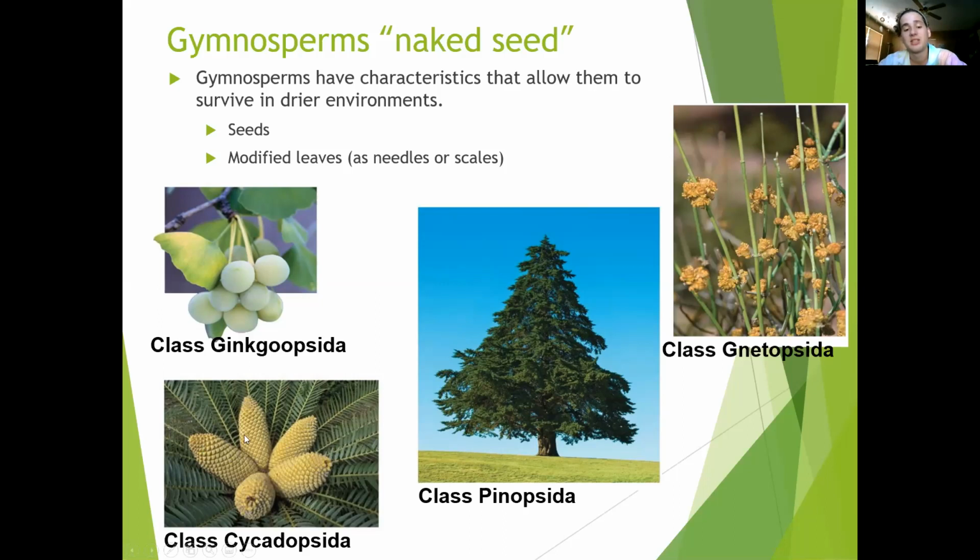Our next class is class Cycadopsida. These are more palm-like plants. You see these are its reproductive structures here, not traditional flowers. They aren't producing fruits. It has leaves in the form of basically fronds, like a palm frond. Next, Pinopsida. These are all of our conifers, so pines, cedars, cypress, that sort of business. The last one is Gnetopsida. These are our Mormon teas.